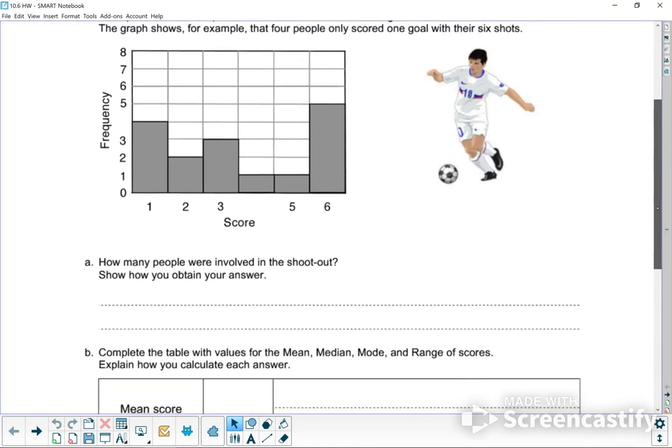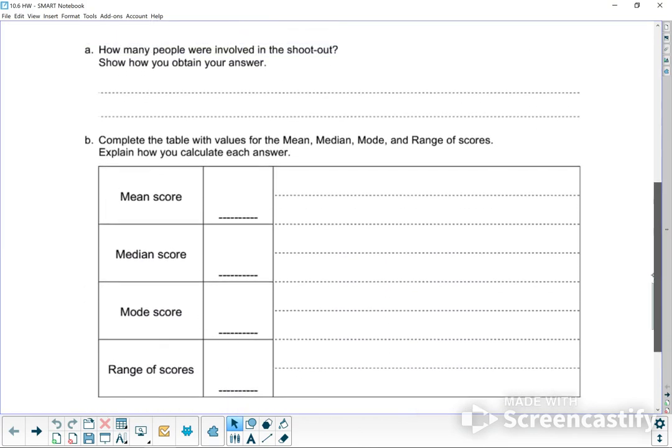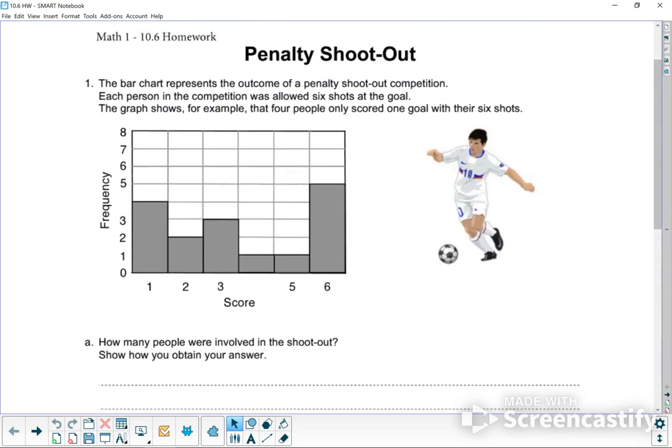So luckily, you do not have to make any graphs. You don't have to make a dot plot or a box and whisker or a histogram like what you see here. So all you have to do tonight is just analyze the information and answer questions about it. All right, so let's go ahead and get started with number one.